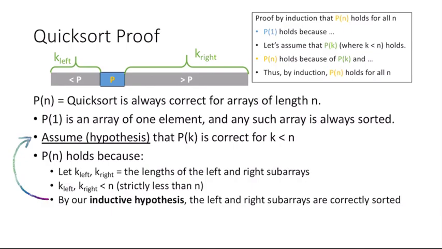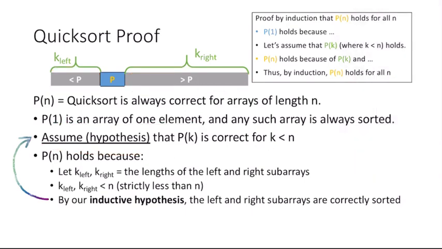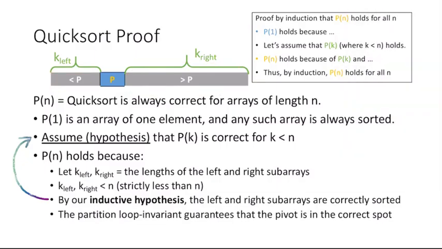By our inductive hypothesis, we know that the recursive calls sorting this part and this part are correct. That was our inductive hypothesis, that P of k holds for any k less than n, and we just said that the recursive calls operate on items less than n. Well, the partition loop invariant guarantees that the pivot is in the correct spot. So we know from our inductive hypothesis that the left side is correctly sorted, the right side is correctly sorted, and that the pivot element is in its correct spot based on our loop invariant proof.